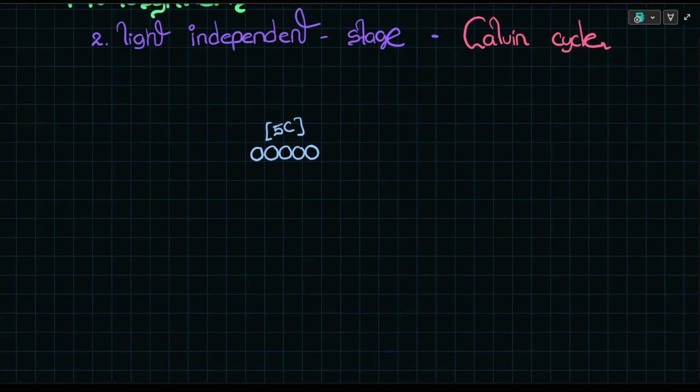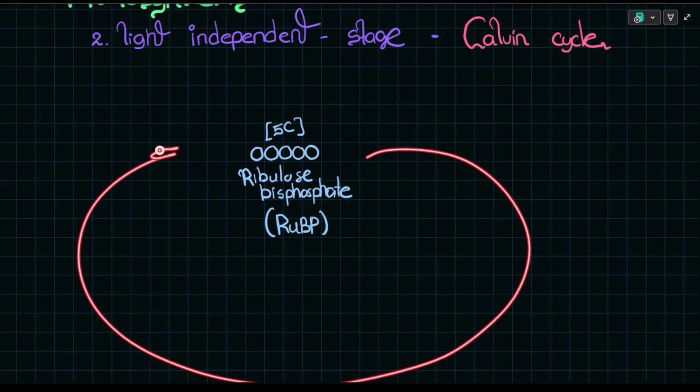RuBP stands for ribulose bisphosphate. Ribulose bisphosphate is pronounced just like this: ribulose bisphosphate. RuBP for short. Very simple. When it comes to cycles, you have to find a starting point.